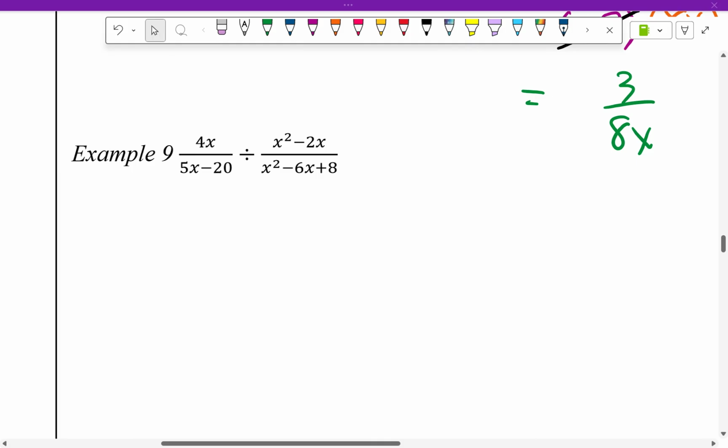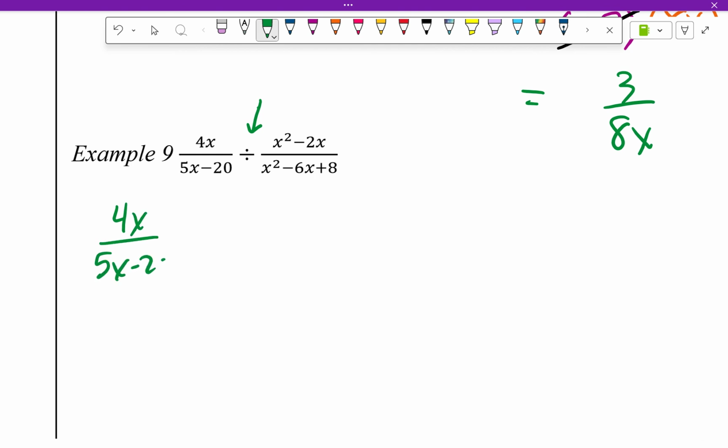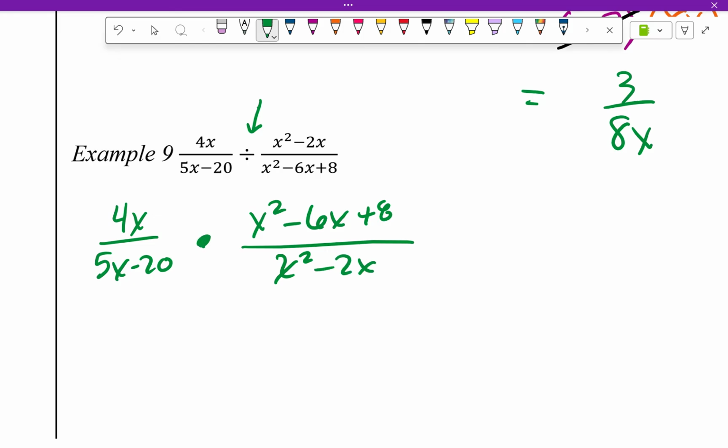Okay, we're going to check it together, okay? So, what's the very first thing I do when I see the division? What do I have to do? Keep, flip, change. Okay, so I'm keeping the 4x over 5x minus 20. I am flipping the other one, right? And x squared minus 2x. And then I'm changing to multiplication. Okay? All right, now we're going to do some factoring.